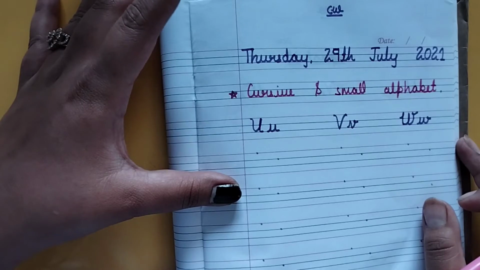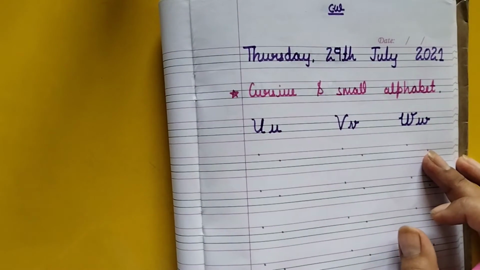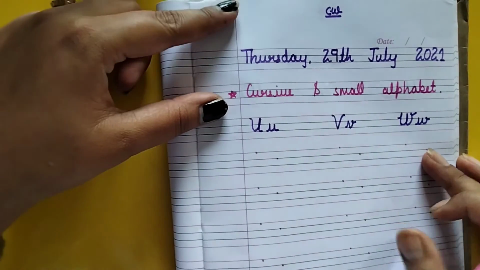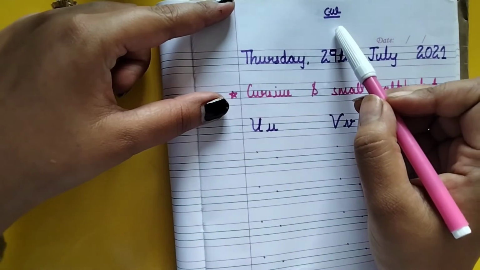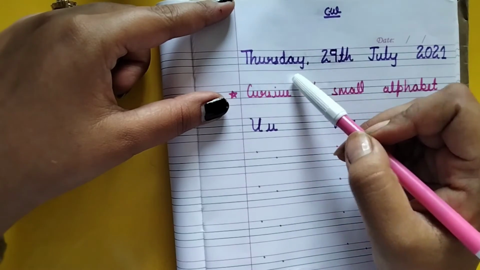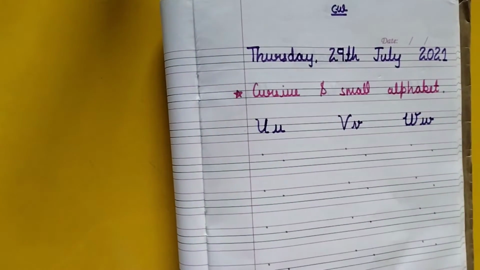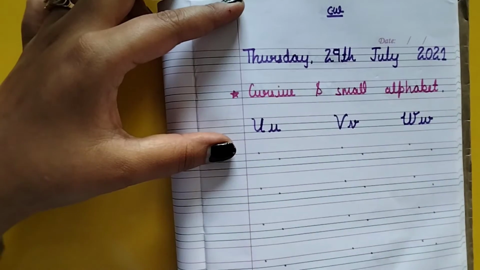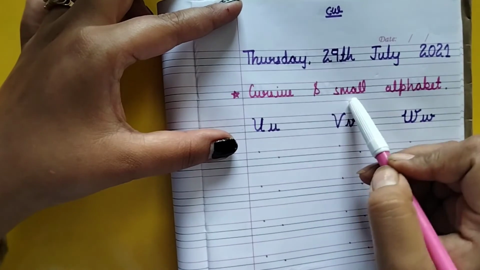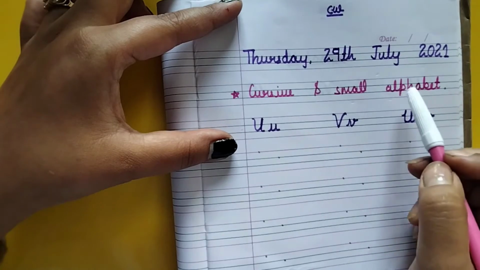All of you open your English notebook. Very good. And write down classwork, CW classwork. And today's day is Thursday, 29 July 2021. Topic is cursive and small alphabet.